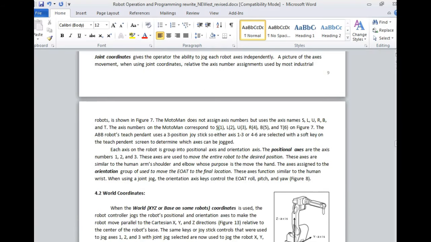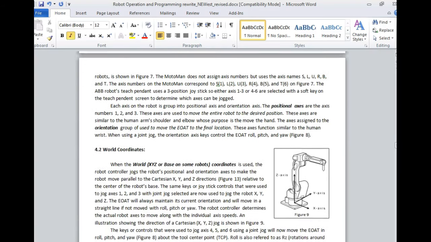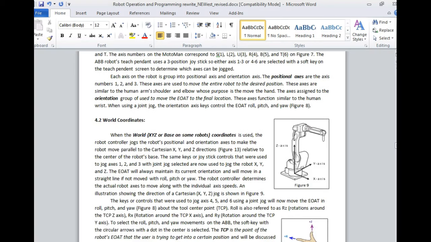So then we got the world Cartesian system. Well, the world Cartesian system is Cartesian relative to the center of the base of the robot. Everybody understand that? And all these robots in here jog X, Y, Z. They jog exactly the same if we have what we call the world coordinate system selected.